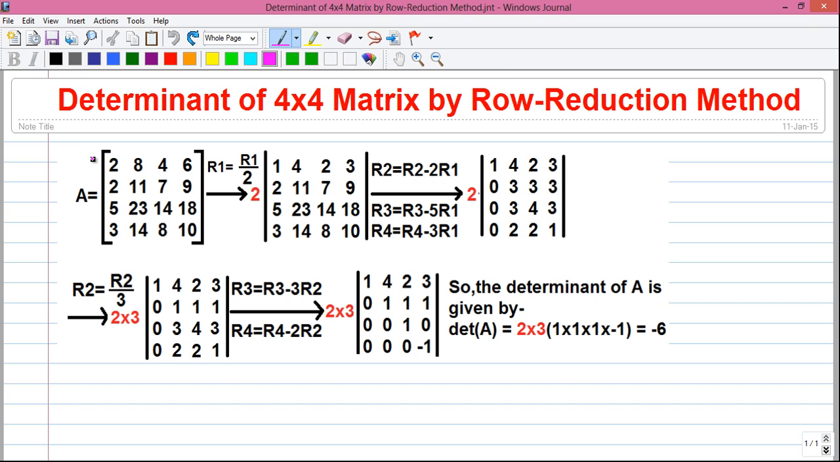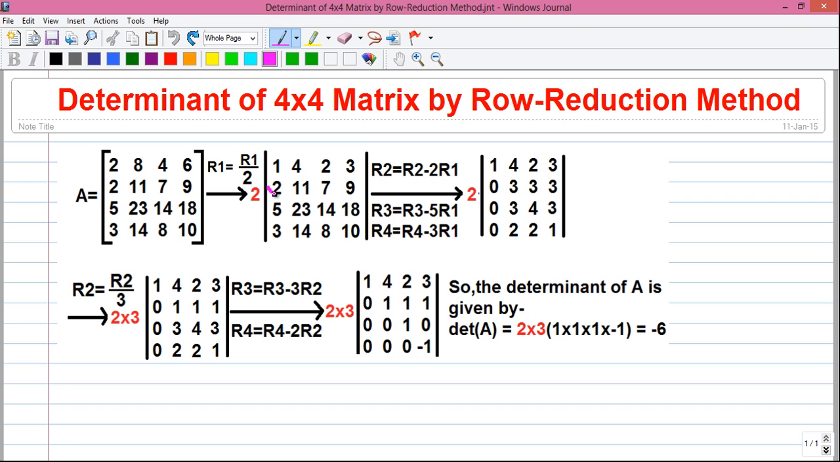Step 2, after doing that, we have to check all the rows and all the columns whether they are multiples of any number or not. Here, as you can see, row 1 is a multiple of 2. So we will divide row 1 by 2 and take that number outside of the determinant. That I have written mathematically here, R1 = R1/2. So let's do it. 2 divided by 2 is 1, 8 divided by 2 is 4, 4 divided by 2 is 2, and 6 divided by 2 is 3. After doing that, you will get this matrix with the common value outside.